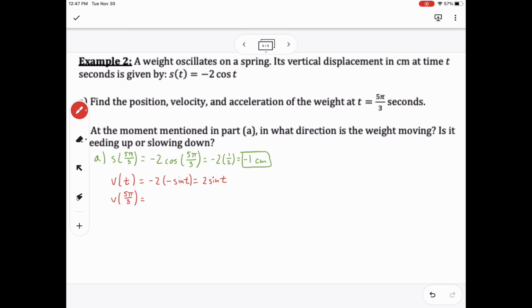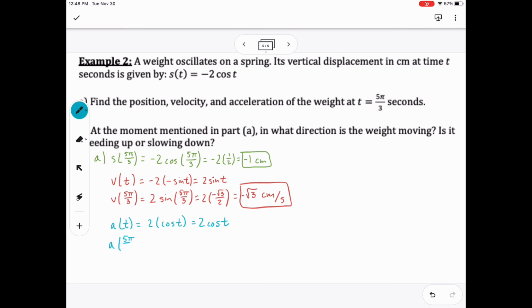And then do the same thing as I did for the position. So I'll plug in 5 pi over 3. And sine at 5 pi over 3 would be negative root 3 over 2, since it's in the fourth quadrant. And so the 2's cancel out, leaving you with negative root 3 centimeters per second. So then I take the derivative of the velocity function to get my acceleration. So the derivative of sine of t is cosine of t. So that gives me 2 cosine of t for my function, and then do the same thing.